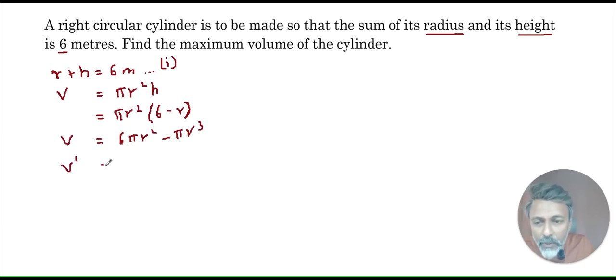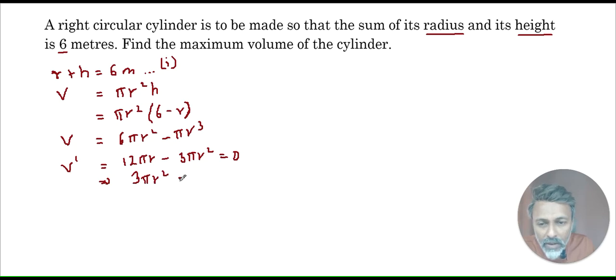So V dash, that is dV upon dr, is equal to 12 pi R minus 3 pi R square, and we equate it to 0. We therefore get 3 pi R square is equal to 12 pi R. Pi can get cancelled. R can get cancelled as it's a non-zero value. So we are left with R is equal to 4 meters.